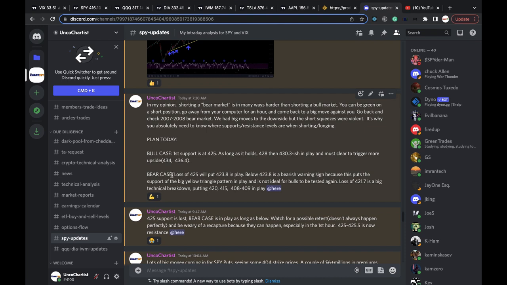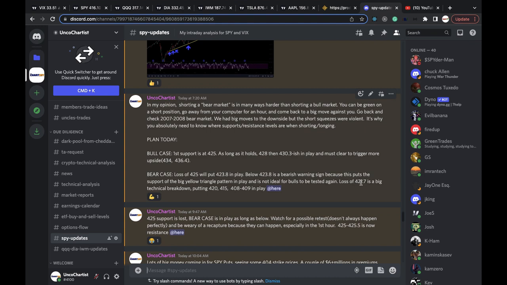The bear case scenario was loss of 425. We'll put 423.8 in play. That's my first price target to the downside if we lose 425. Below 423.8 is a bearish warning sign because this puts the support of the big yellow triangle pattern in play. I'm going to talk about that in a little bit. It's not ideal for bulls for that level to be tested again.